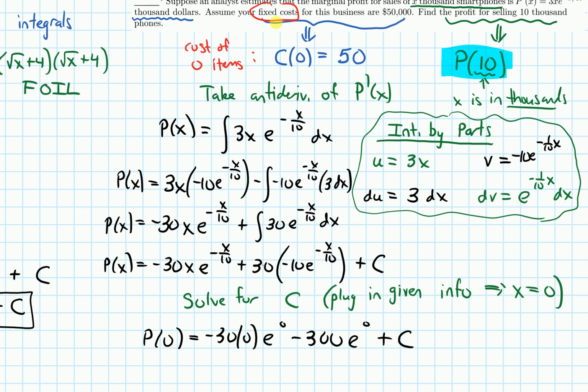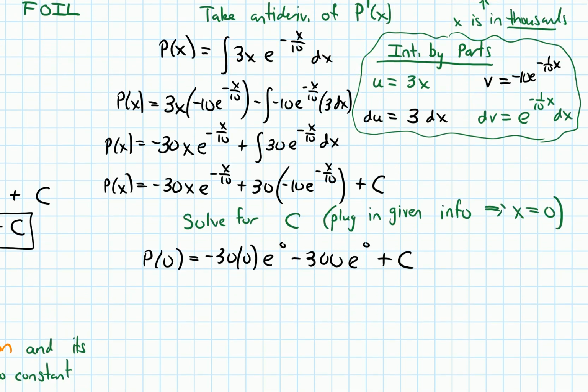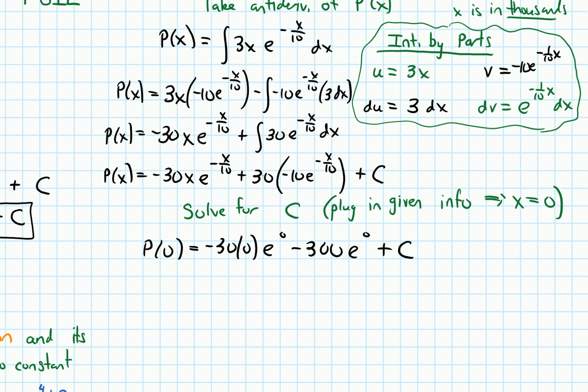To find the profit of 0 items, I need to simplify this and somehow connect it to the fixed costs. The profit from selling 0 items, well, recall profit P of x is equal to revenue R of x minus the cost function C of x. So if I use that, P of 0 is R of 0 minus C of 0. On the right-hand side, 0 times anything is 0, and then e to the 0 is 1. So 1 times negative 300, I'll get negative 300 plus c.